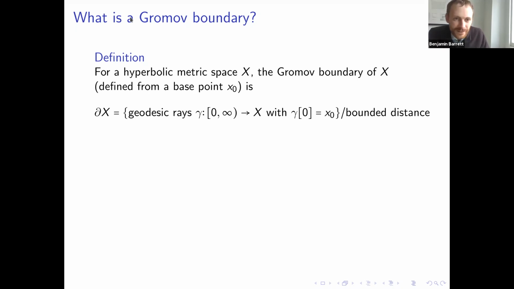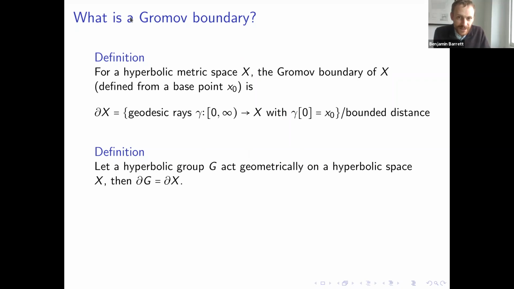Of course, we can see in my notation on the left, I've just written boundary X. I haven't written boundary x0 of X or something. So I'm omitting the base point, and that's because the base point doesn't really matter. Choosing two different base points leads to topologically the same space as the boundary. So that's the boundary of a hyperbolic metric space.